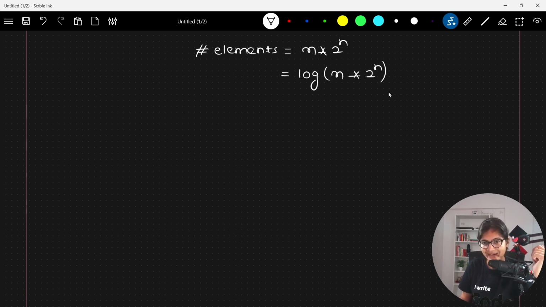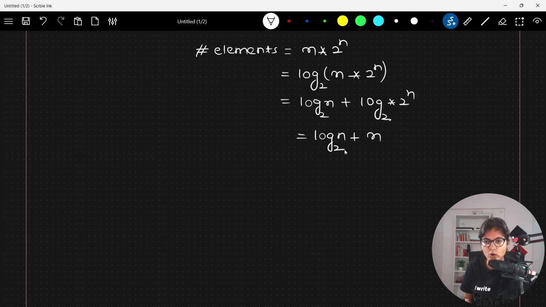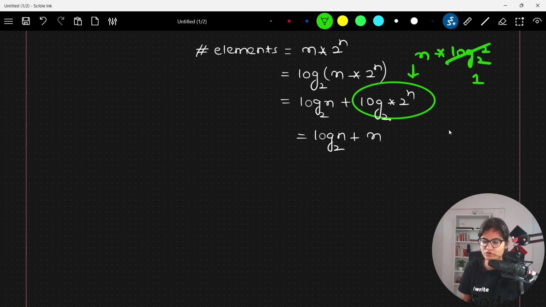This multiplication term can be written as log of n plus log of 2 to the power n. I can take n on the front side. So it is nothing but log of n plus n, considering that this is log base 2. When you take this n up front, you get n into log of 2 base 2, and this value is equal to 1.